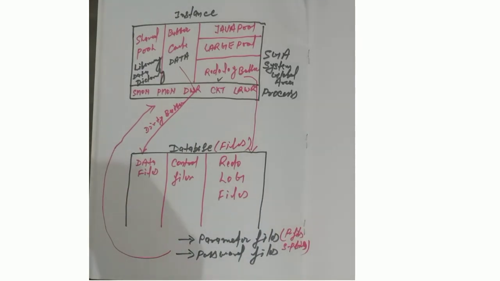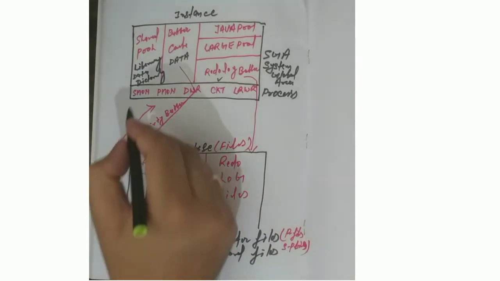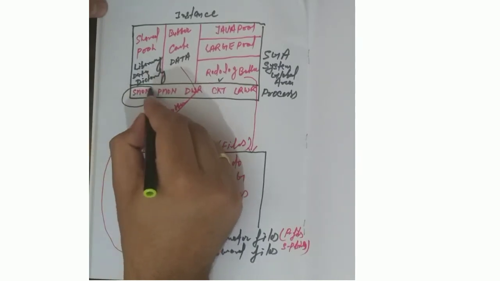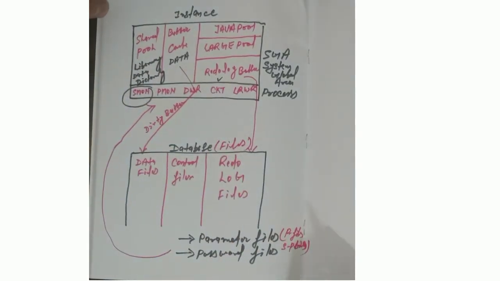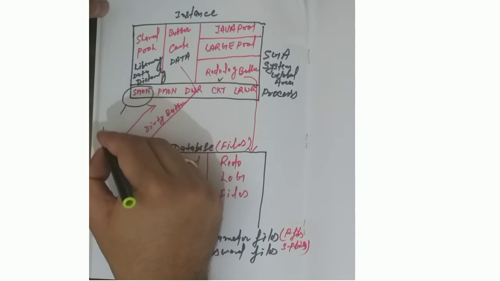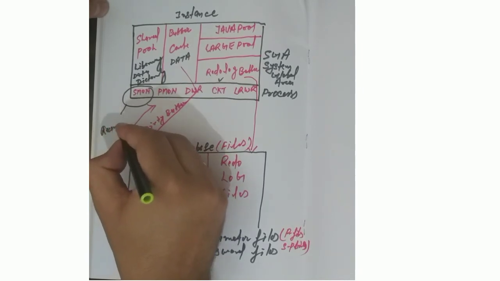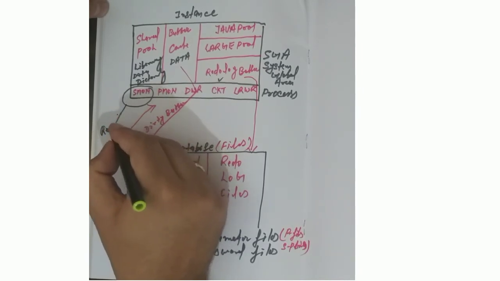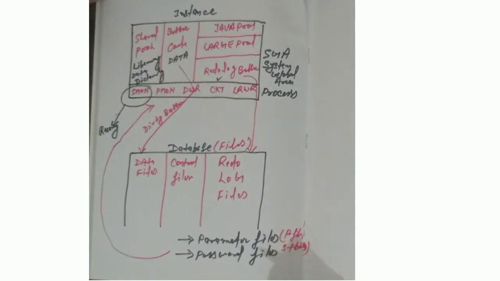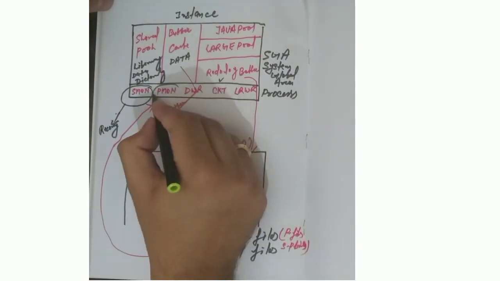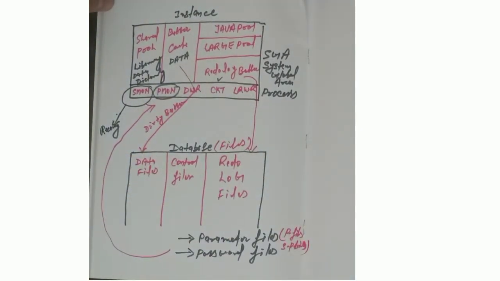Then we'll see SMON. It's the system monitor, used basically for recovery. We'll see recovery in detail in another video. And then PMON is the process monitor, basically monitoring all the processes.